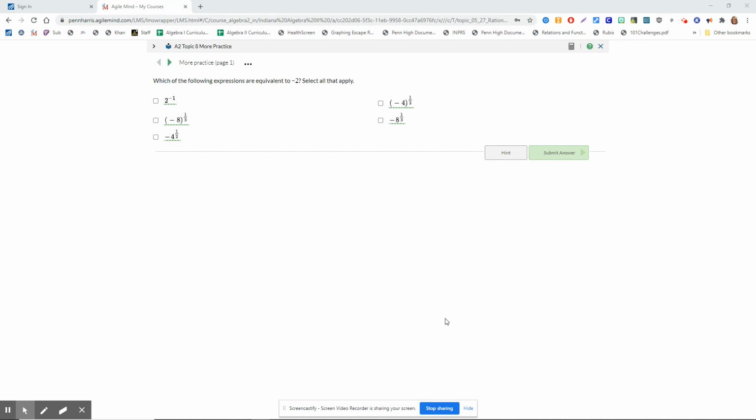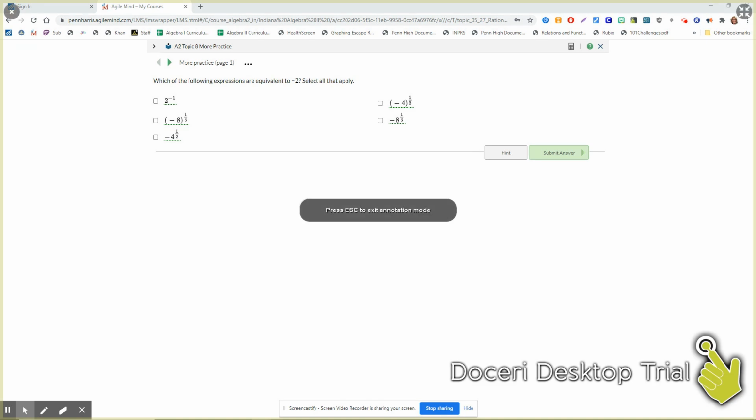If you take a look at this first problem, they want you to simplify these and say which ones are equivalent to -2. So when I look at this first problem here, all you have to do is go through and simplify each of these. So this first one would be equivalent to 1/2. So that is definitely not it.